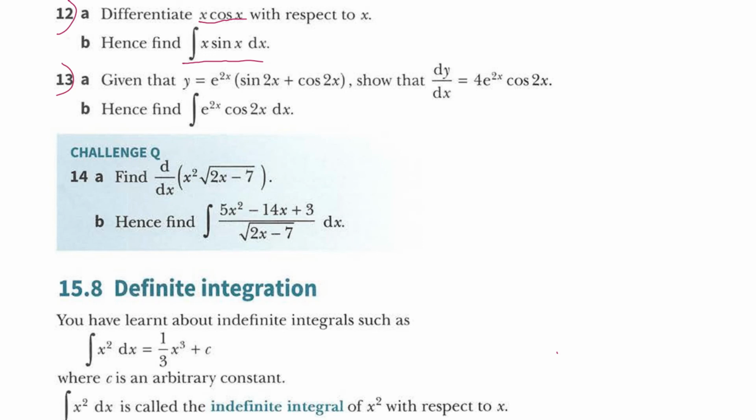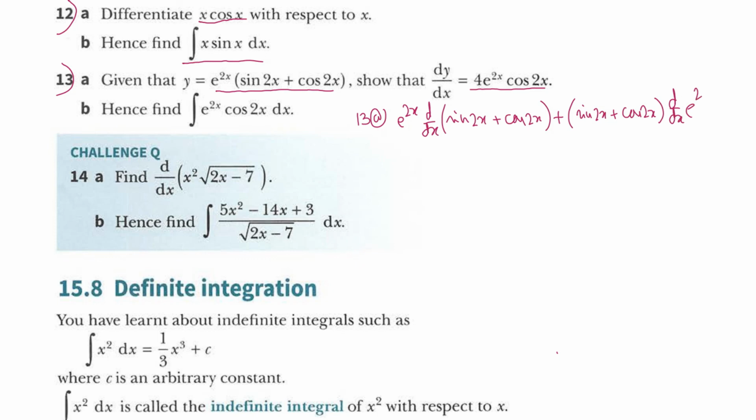It is written there, the y expression is that one. They're asking to find dy by dx. This one we're going to prove. So first, let us differentiate with the product rule. Question 13 we're doing. Say e to the power 2x first, then dy by dx of the whole expression, which is sin 2x plus cos 2x, then plus sin 2x plus cos 2x, and dy by dx of e to the power 2x.